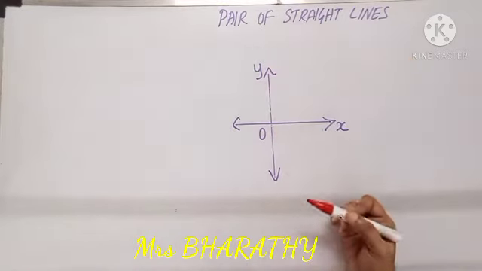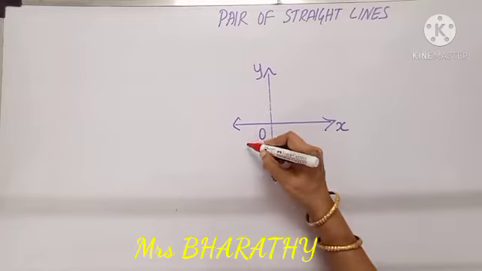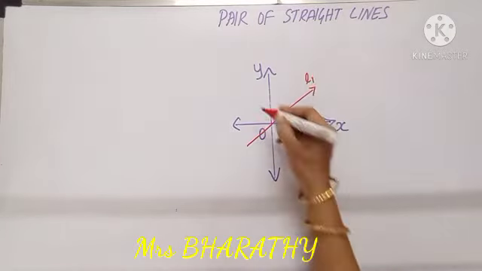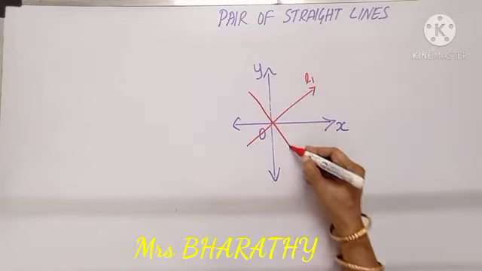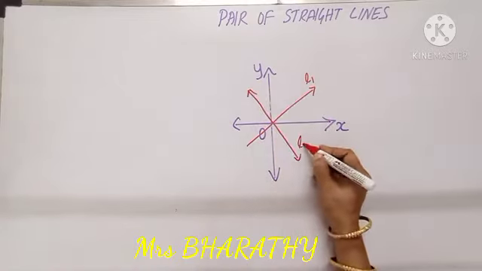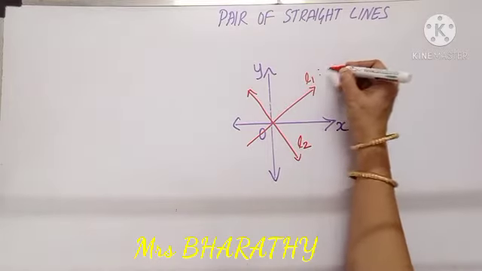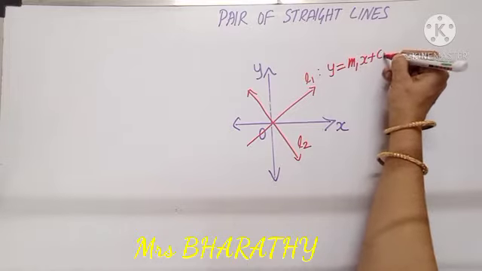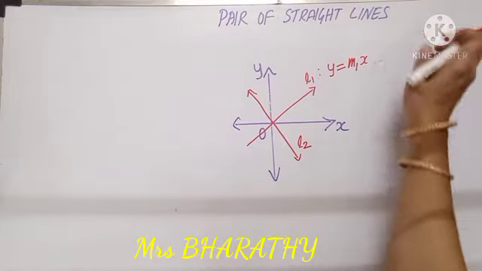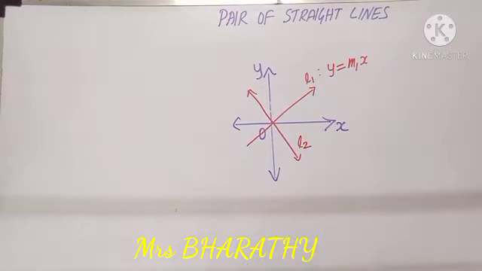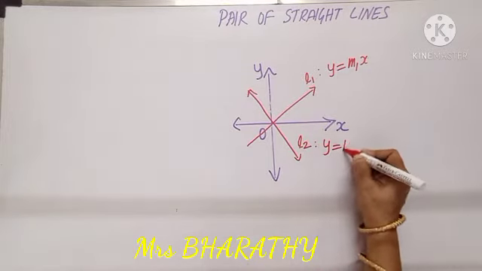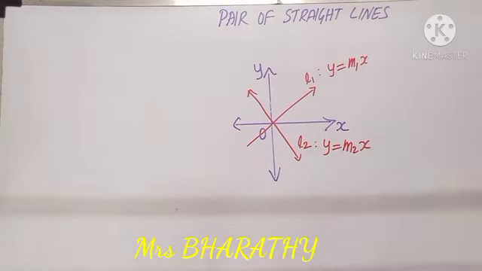Pair represents two. Suppose I draw a line through the origin, say L1. Another line through the origin, say L2. There are two lines. How will you write line 1? Y equal to M1x plus C1. Or because it is passing through the origin, it is only Y equal to M1x. When I drop a second line, I can call it as Y equal to M2x.